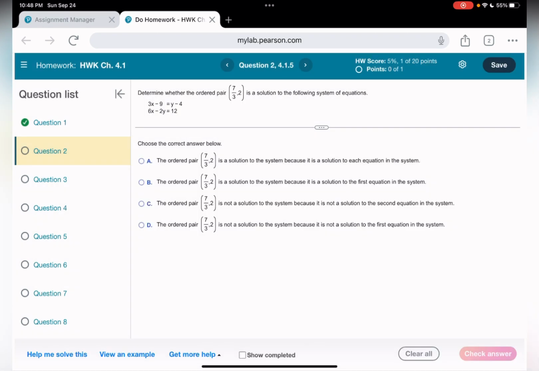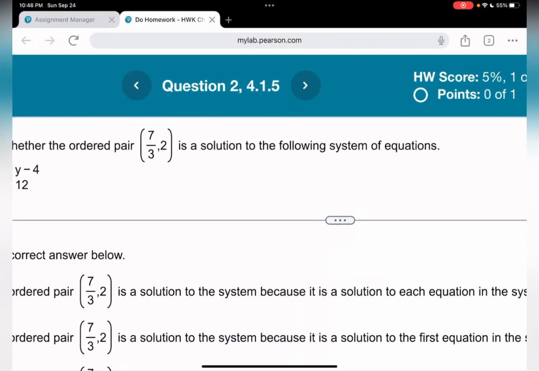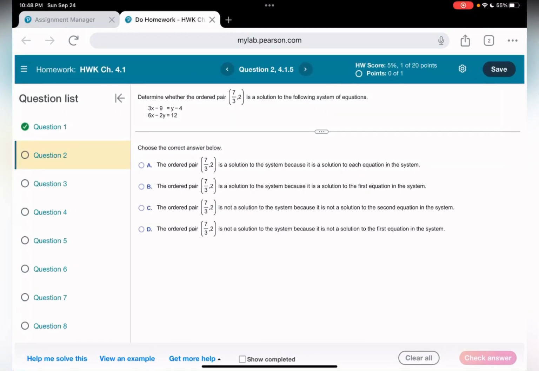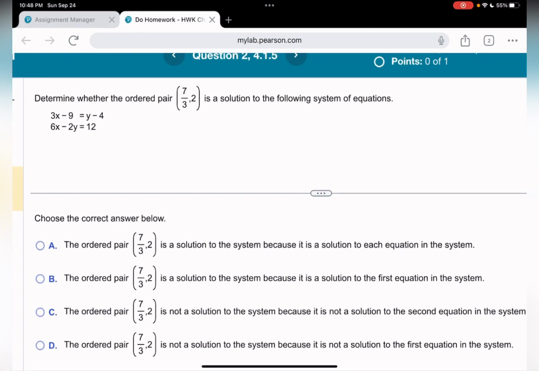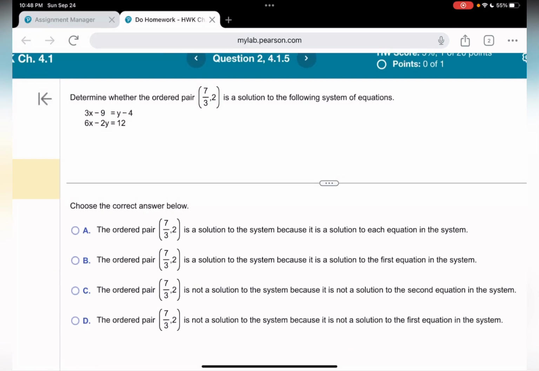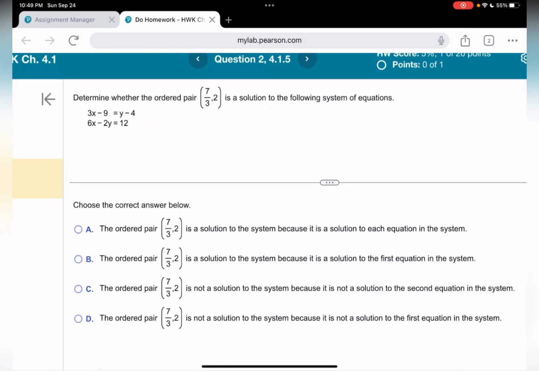Next is going to be 4.1.5. Okay, here it is, question number 2, 4.1.5, which is the second question. Let's see what we have here. Determine whether the ordered pair 7 over 3 and 2 is a solution for the following. So how are we going to do it? Very easy. Let me take a picture of it and we can work it out.